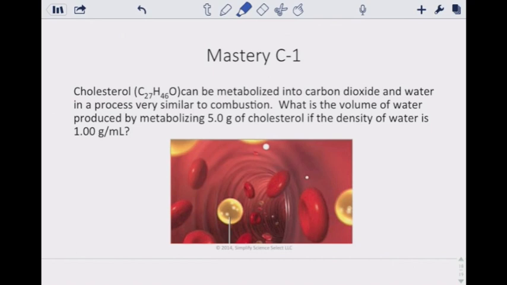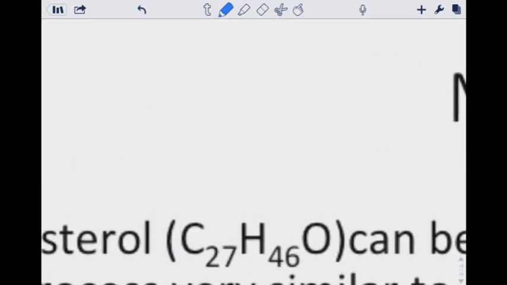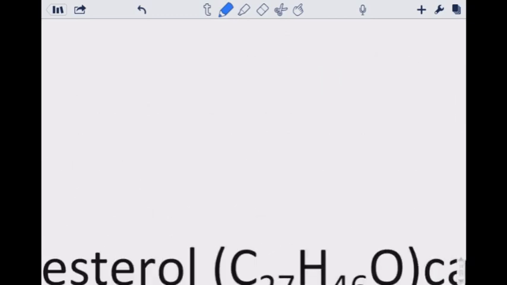We have 5 grams of cholesterol, and we want to figure out how much water, and we're looking at what is the volume of water. That's an extra added step. That's why it's a mastery level question. It's pretty tough. So let's start with a balanced chemical equation. I'll give that to you so that we can speed it up and you can look at it. But remember, you've got to start with a balanced chemical equation.